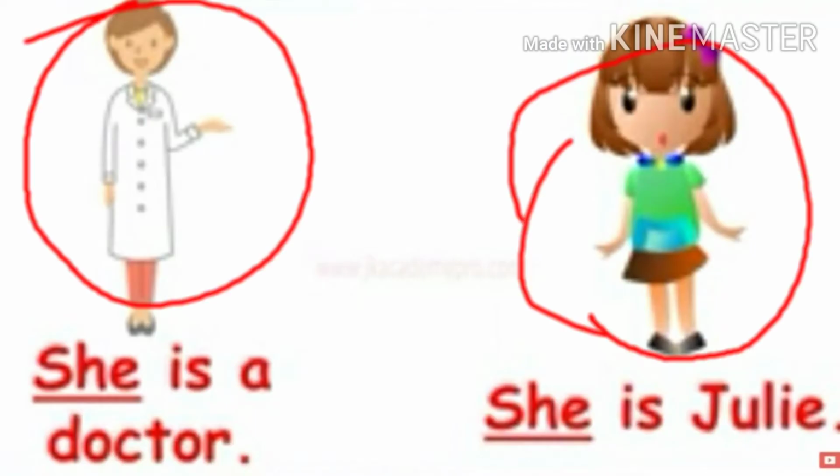Let us look at some more examples. She is a doctor. Doctor is a lady. So we use the word she as a pronoun here. And the next example is she is Julie. Julie is a girl. So we used she for Julie. So she is also a pronoun.